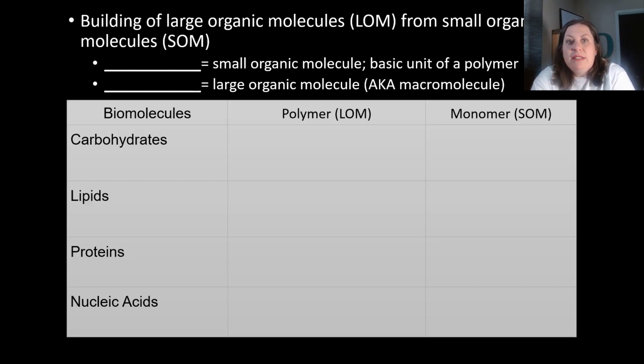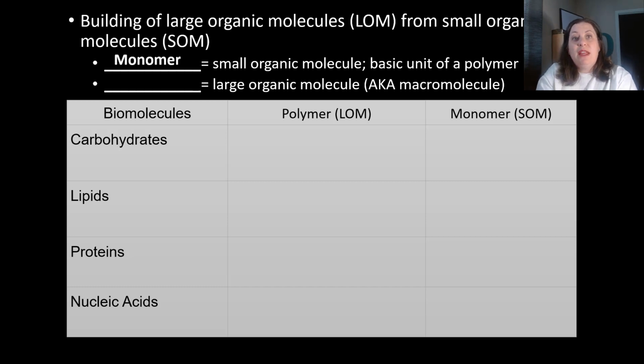Now, when we're building these very large organic molecules, we're going to see that it's going to take a lot of small parts put together to make them. So the large organic molecules a lot of times are going to be abbreviated as LOMs, and the small building blocks that make up those molecules are going to be the small organic molecules, or SOMs.